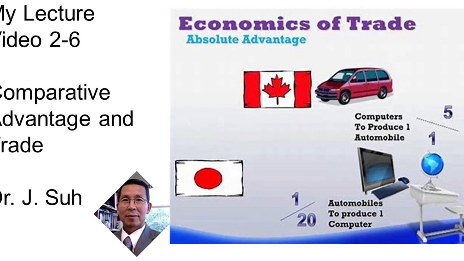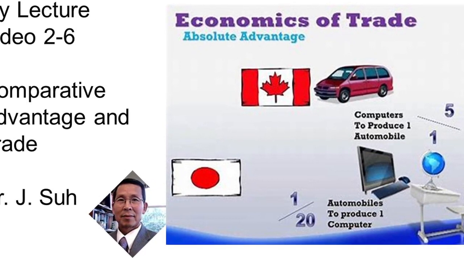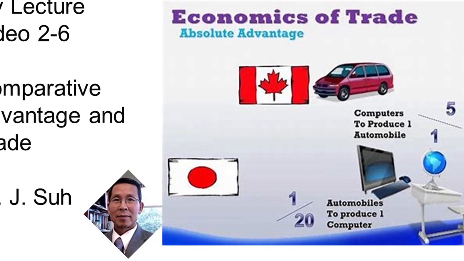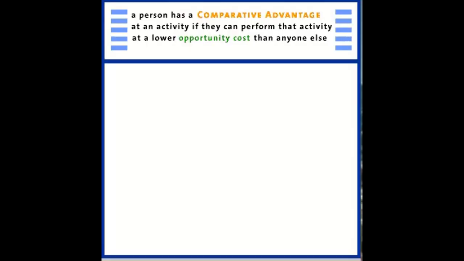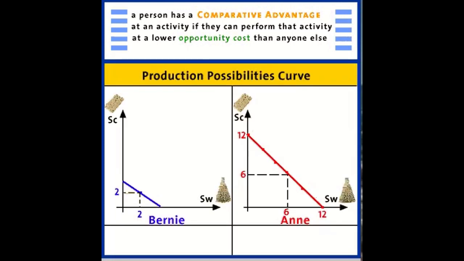Remember these production possibilities diagrams. Here's Bernie's and here's Ann's. The slope of Bernie's production possibilities frontier is -1/2. That's the opportunity cost of sweeping measured in terms of lost scrubbing. Ann's opportunity cost is -1. That's her opportunity cost of sweeping in terms of lost scrubbing.